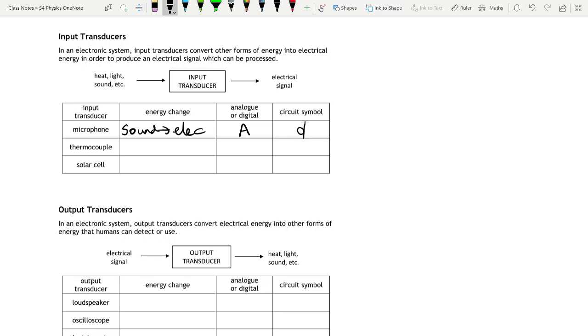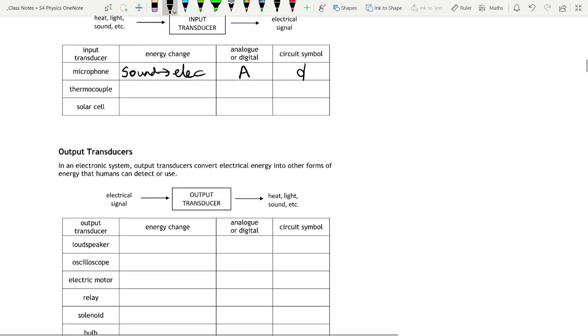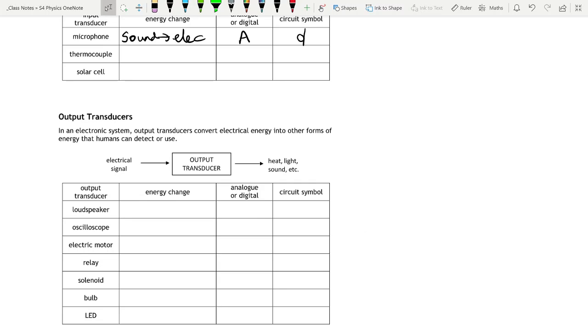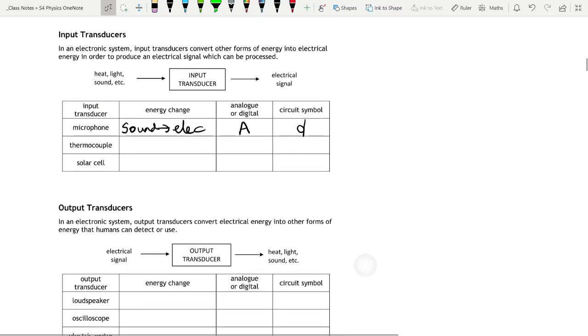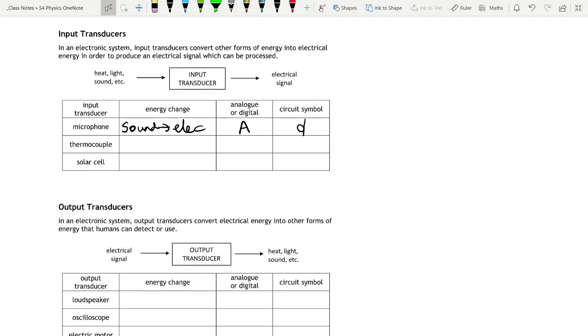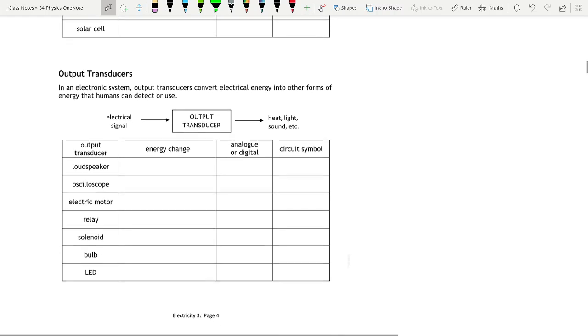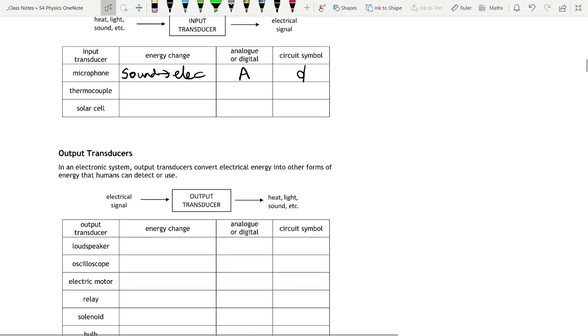The one that you might not know is relay, which we have talked about relays before. A relay uses electrical signals to produce movement, and solenoid is also the same kind of thing. It uses electrical signals to produce movement. Okay, so I'm going to stop this video just now. I'm going to get you to watch a video of all the different pieces of equipment, and I'm going to go through the answers afterwards.